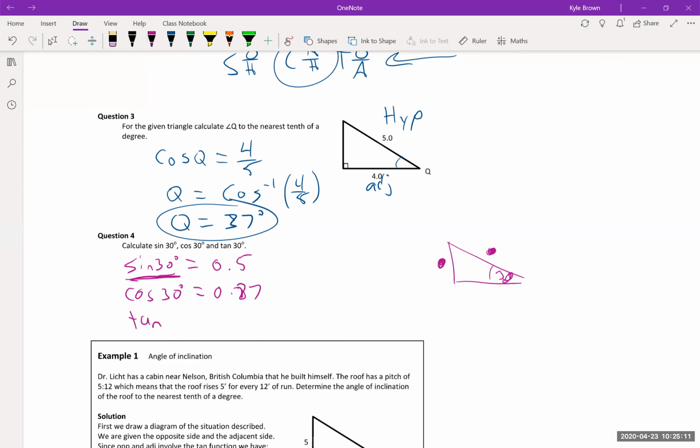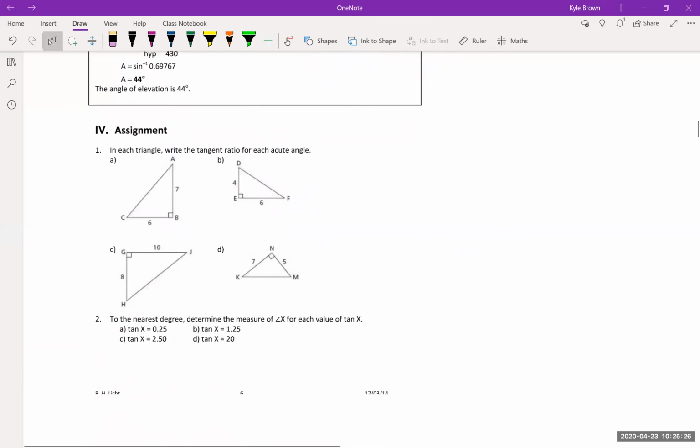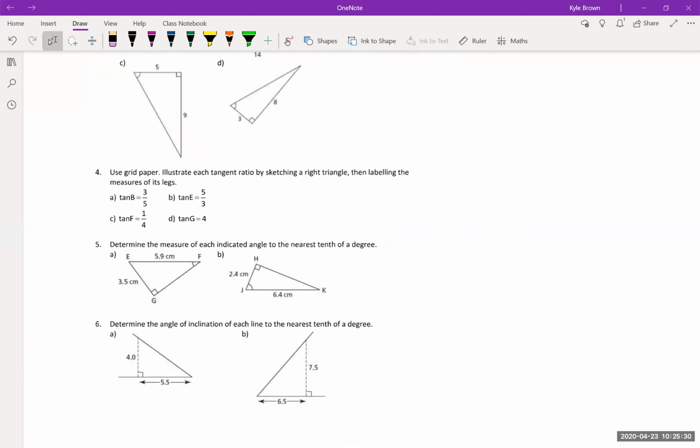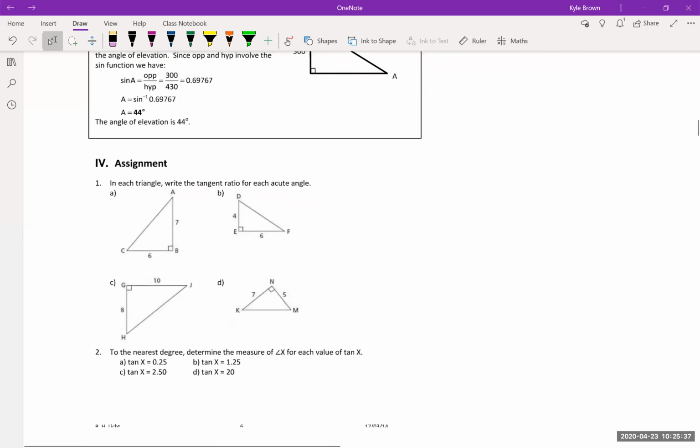Sorry, my pen's kind of out of calibration here. Tan 30 is equal to 0.58. Okay, that's it. So you guys do have a few questions here. They're pretty quick though. You can kind of see a lot of them just go quickly once you get into it.